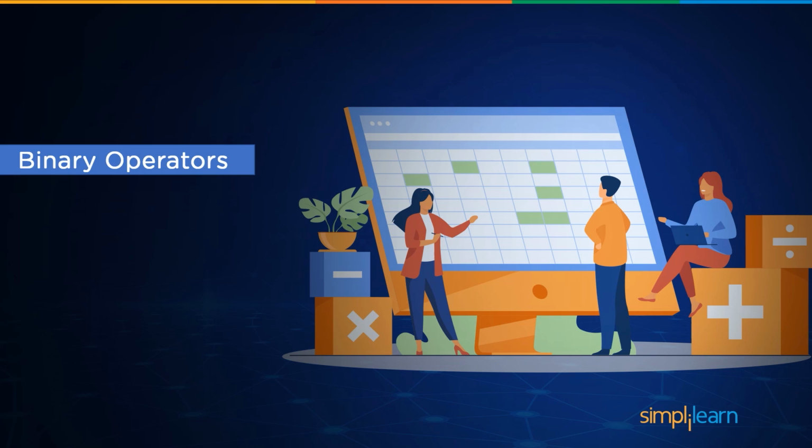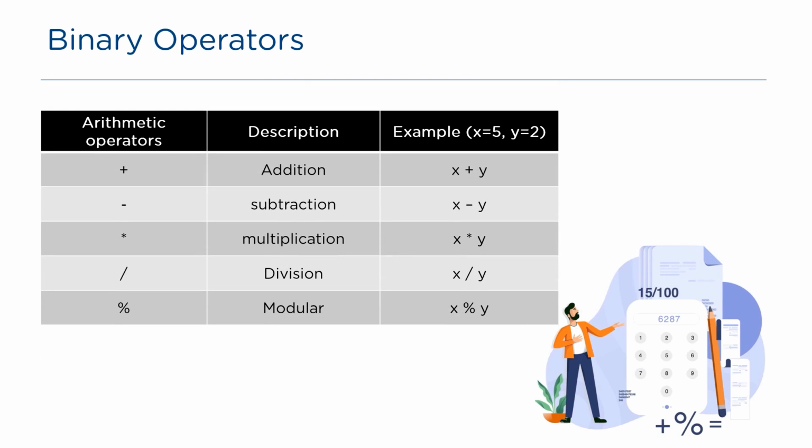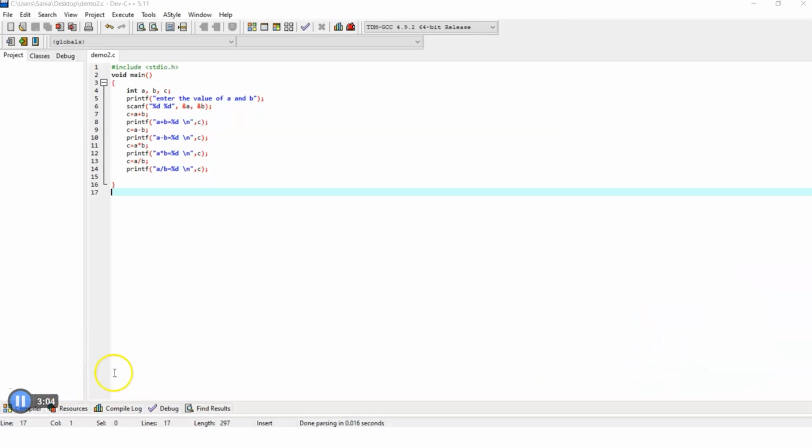Next, we have binary operators that operate on two operands. First, we have arithmetic operators used to perform addition, subtraction, multiplication, division, and modular operation. Let us see the performance of arithmetic operations with the help of a simple program. We have included all the arithmetic operators in this particular program. Now let's run the program and look at the result.